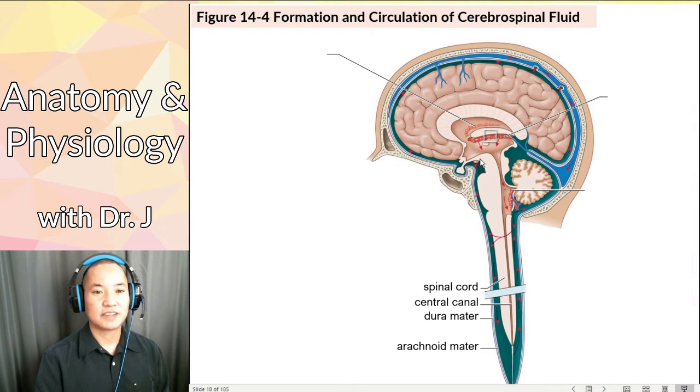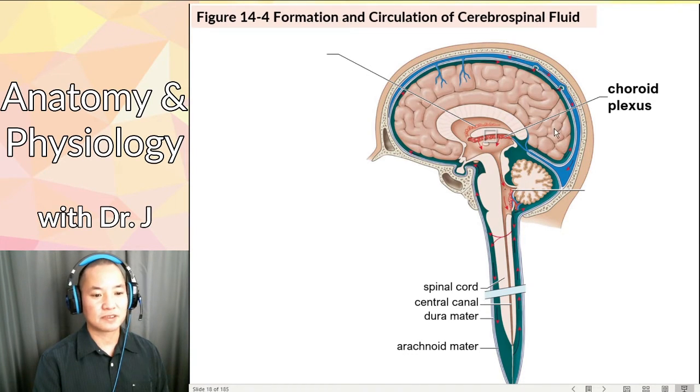Okay, so then what we have here, is there just one singular choroid plexus? Well, a choroid plexus is just a grouping of these ependymal cells. So there's actually a choroid plexus in all the ventricles: both lateral ventricles, the third ventricle we see here, both lateral right there, and the fourth ventricle over there.